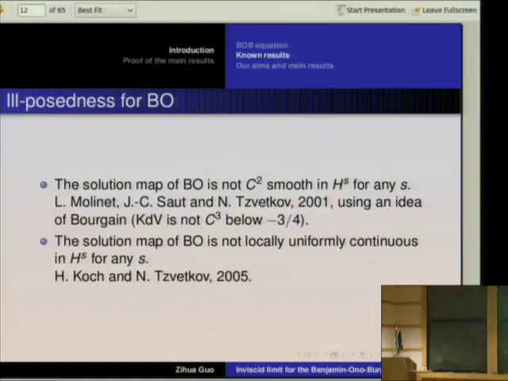This is shown by Molinet, Saut, and Tzvetkov, actually using Bourgain's idea for the KdV, not C3 below negative 3/4. This result actually tells us that the Picard perturbative argument won't work for the BO equation, and even worse, the solution map is not locally Lipschitz continuous. So the wave interactions in the BO equation are very bad. Actually, their result also shows a little bit below the KdV. KdV is, I would say, degree 3 for the dispersion. If the degree is less than 3, then this result holds. So KdV is the first one you can use. So it's okay for KdV, you're saying? It's okay for KdV, sure, yes.